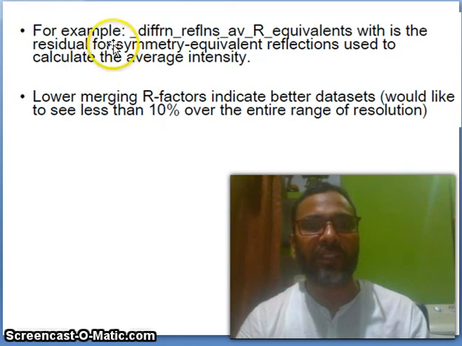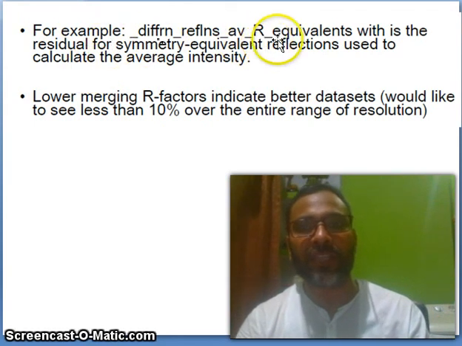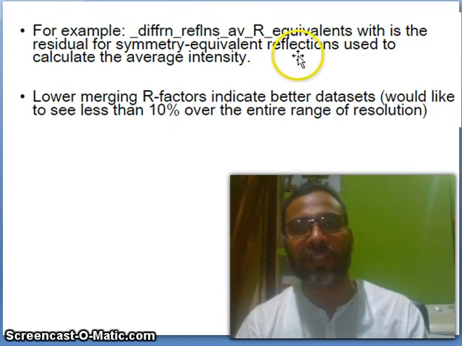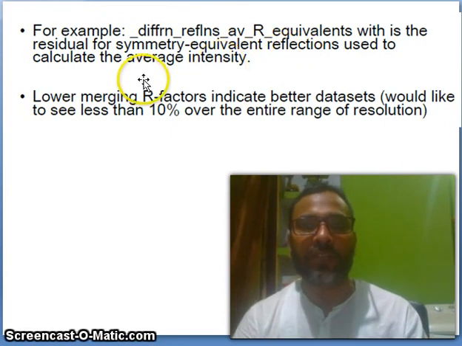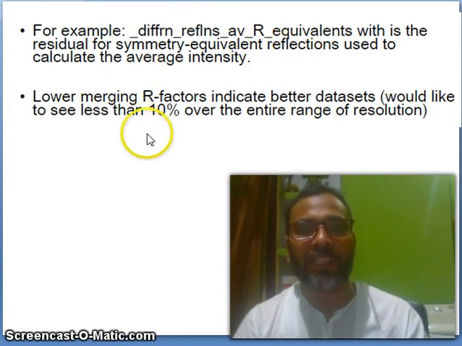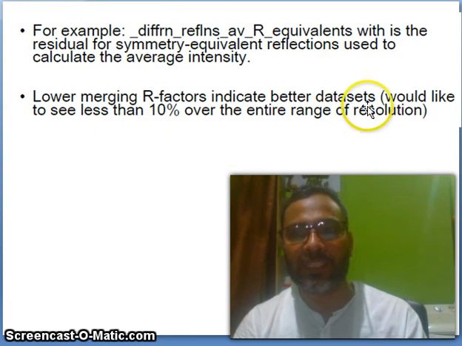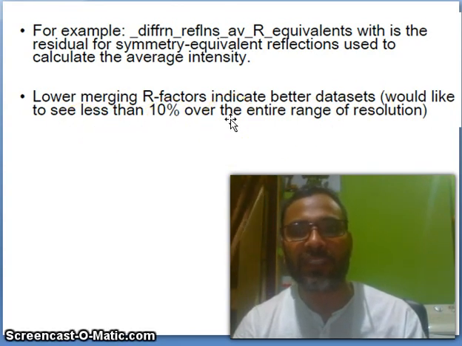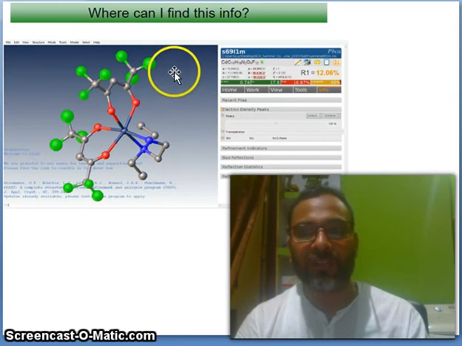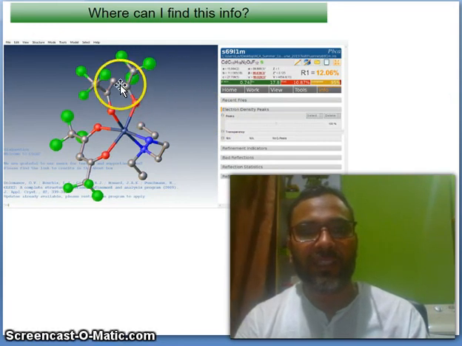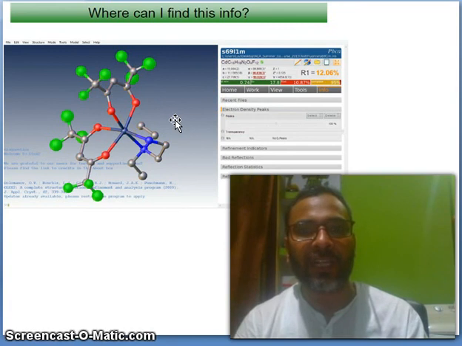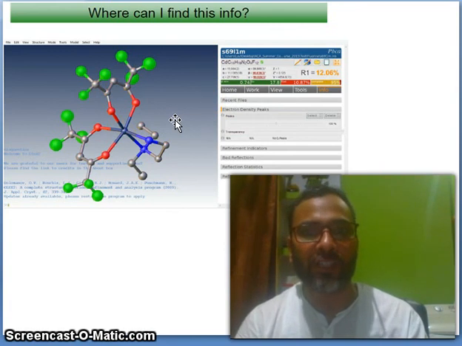You can see, for example, the residual for symmetry equivalent reflections used to calculate the average intensity. A lower merging R factor indicates a better data set; you would like to see less than 10% over the entire range of resolution. So friend, this is the software; if you have data, then you can solve your crystal structure.